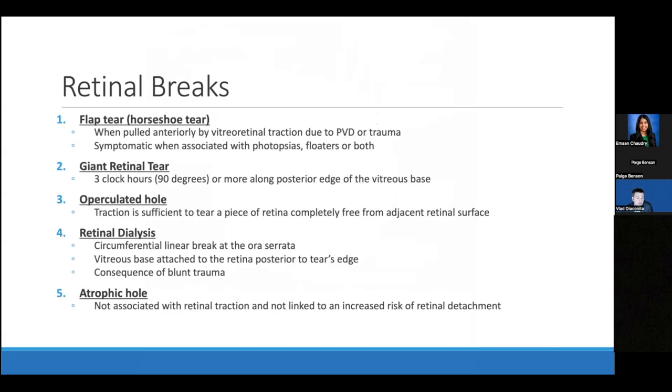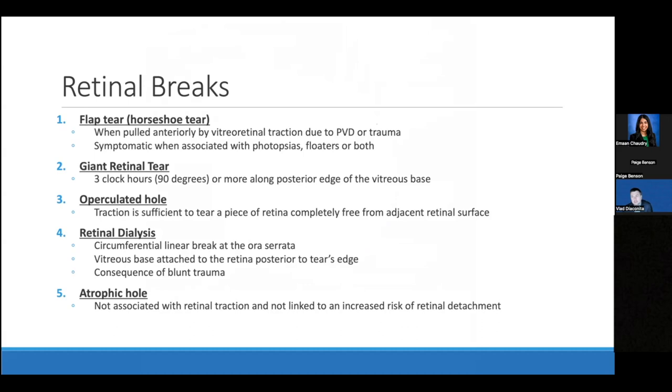And I'm just going to highlight a few. These are kind of the common ones, the ones that you want to know about. So flap tear or horseshoe tear, that is probably the one that you're going to encounter most. It looks like a horseshoe, and I'll show you some examples. Usually people come in, not always, but usually, because they notice floaters, sometimes flashes of light or photopsias or both.